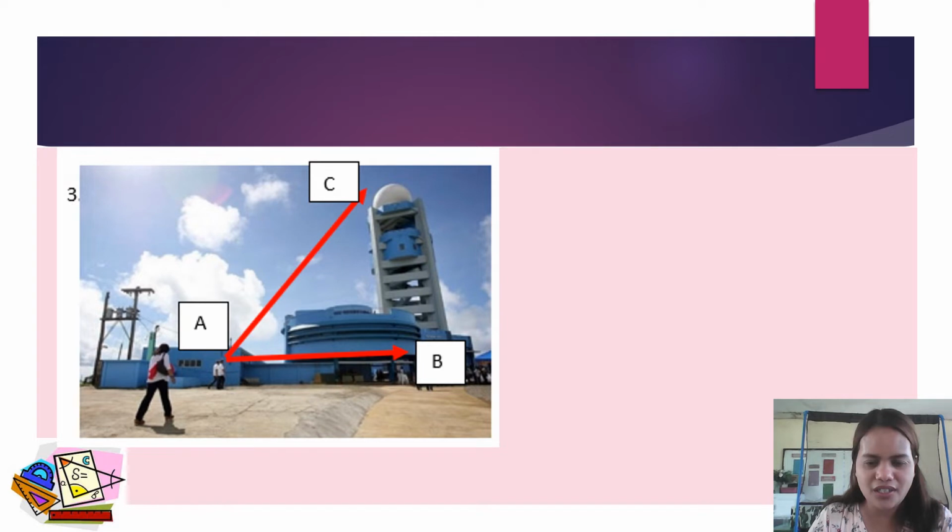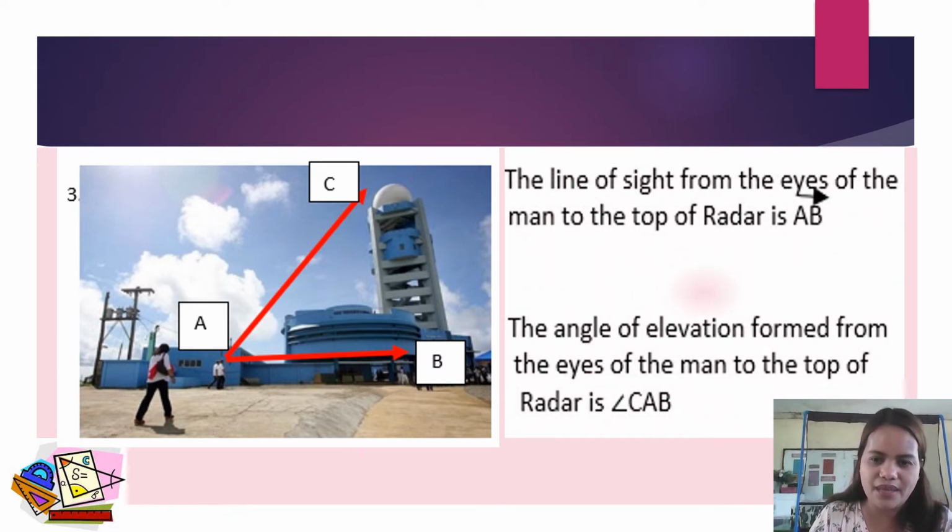Okay, are you familiar with this picture? Nakarating na ba kayo dito? Okay, that is the radar in battle. So the line of sight from the eyes of the man to the top of radar is AB. The angle of elevation formed from the eyes of the man to the top of radar is angle CAB. So that is all about angle of elevation and the line of sight.